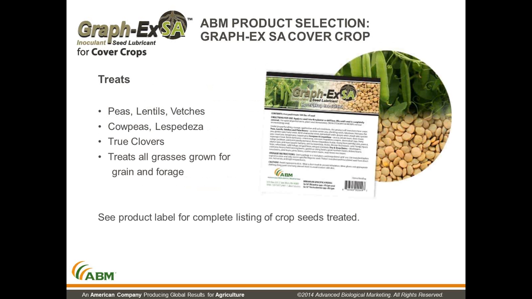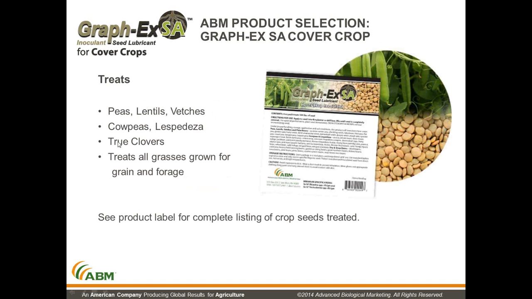We'll move on now to Graphex SA for cover crops. We've got a cover crops product, and it actually is kind of a catch-all for cover crops. We cover everything that a grower might be using as a cover crop. So here we've got peas, lentils, and vetches, so it treats various peas, various lentils, and various vetches. That's the rhizobium strain that's specific for those types of crops or legumes. We've also got the species that's required for cowpeas, lespedeza, and various others that fall into this category.